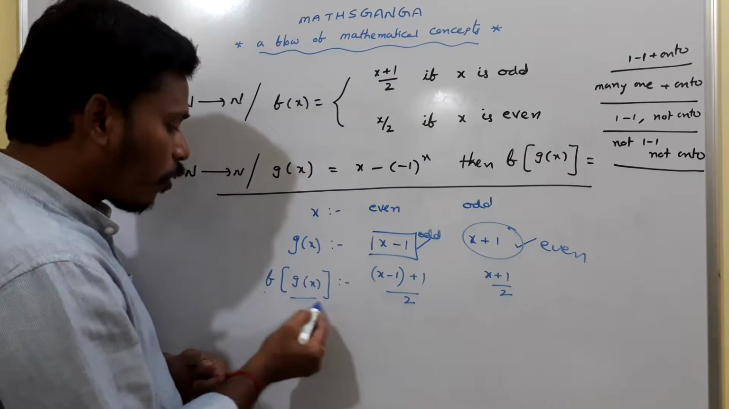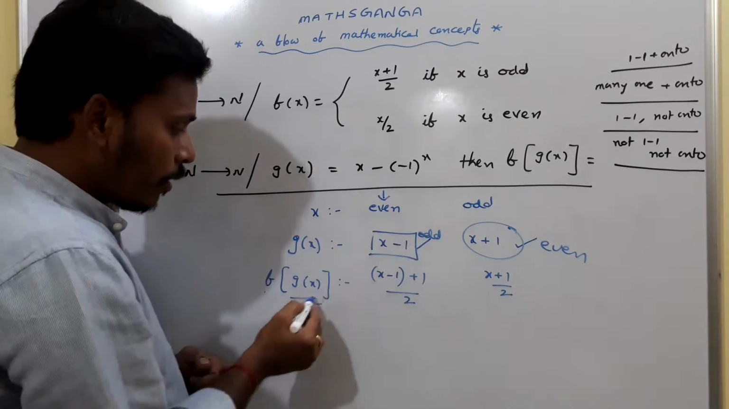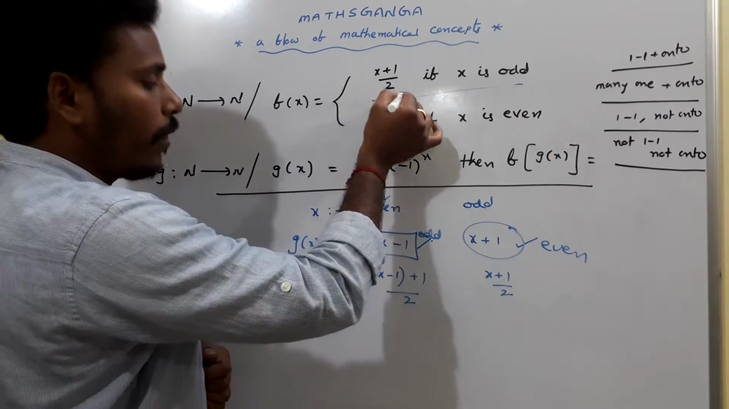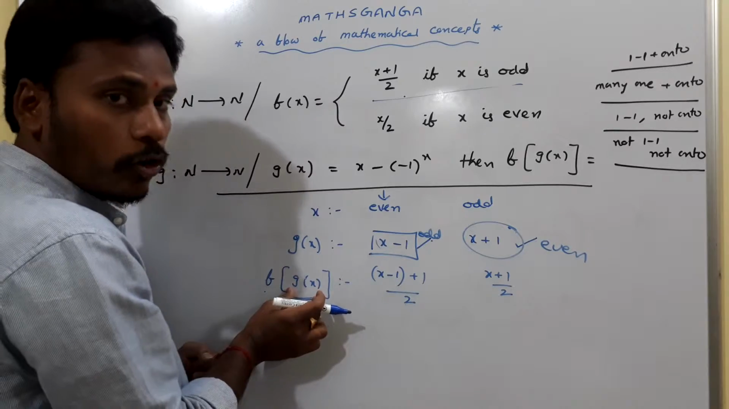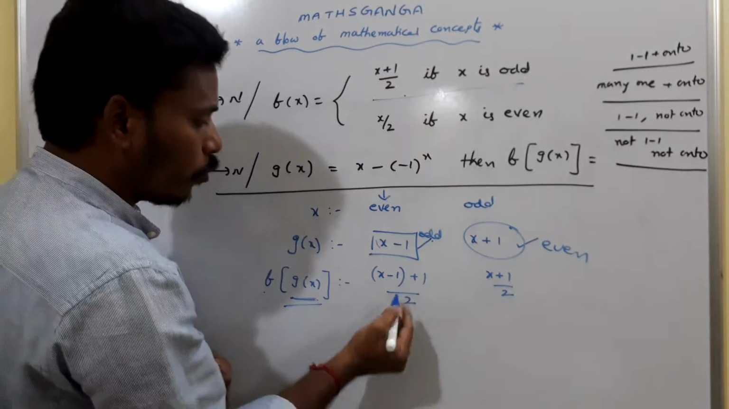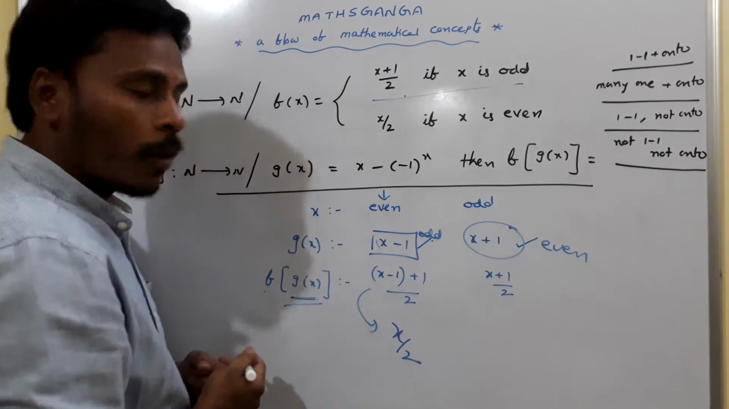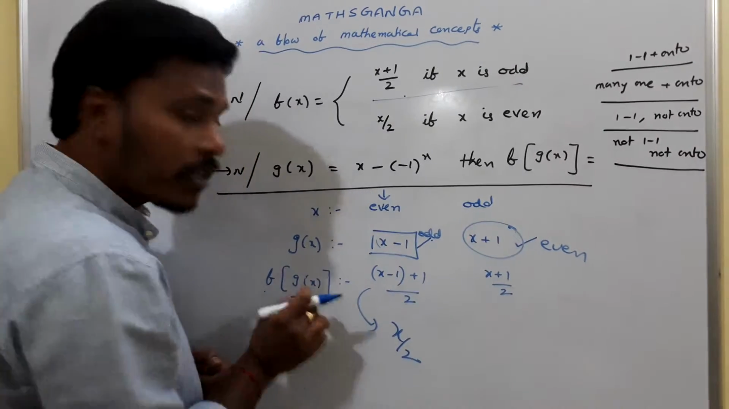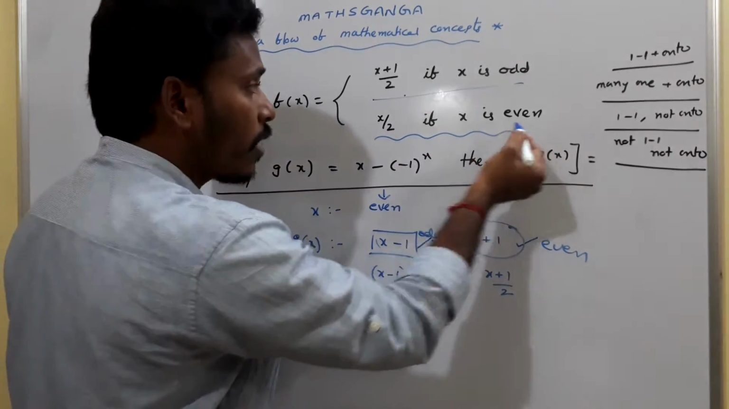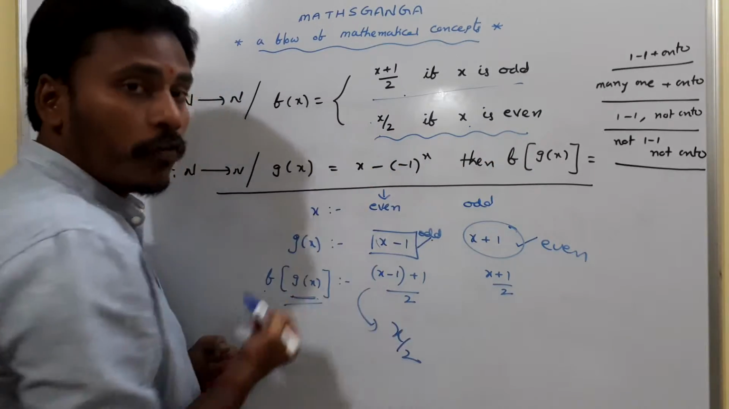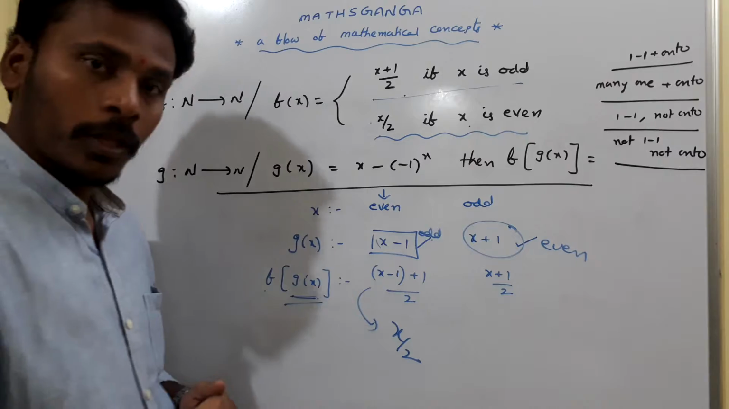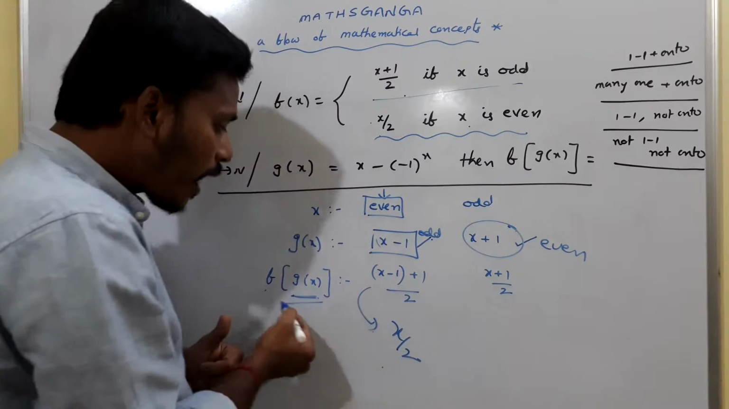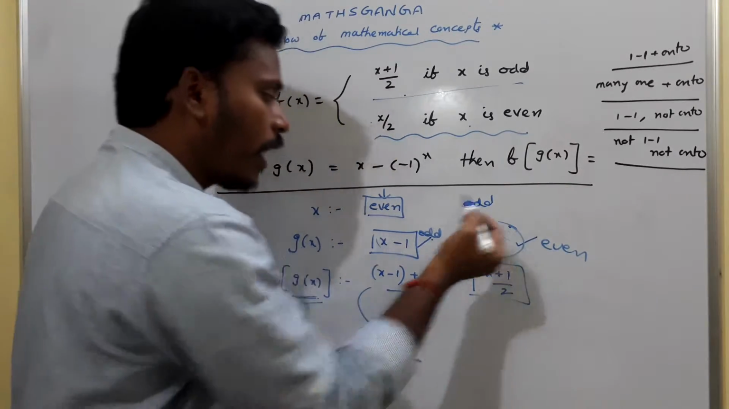Now I am going to write f of g of x. In this case, this x minus 1 is odd, that means g of x is odd, so we go with this definition. With this definition, I have x minus 1 in the place of g of x, so (x minus 1 plus 1) by 2, and it results to x by 2. Whereas in this case, since x is odd, x plus 1 is even, g of x is even, so we need to go with this definition. As g of x is even, the result is g of x by 2, that means (x plus 1) by 2. So finally what I have, f of g of x is x by 2 if x is even, and f of g of x is (x plus 1) by 2 if x is odd.